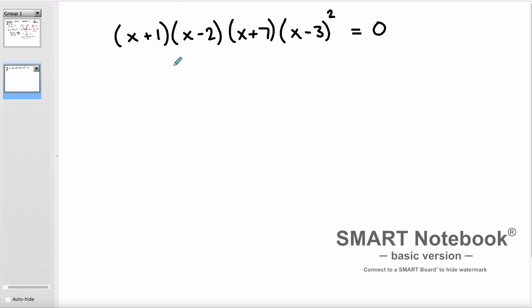All I need to do is make any one of these terms equal to 0, right? So x plus 1 could equal 0. In that case, x equals -1, right? If I plug in -1 here, it's 0 times something times something times something, but anything times 0 is 0, right? And so all we have to do is find out for what x values does each term equal 0, right? And so x could equal -1, x could equal 2, x could equal -7, and x could equal +3.